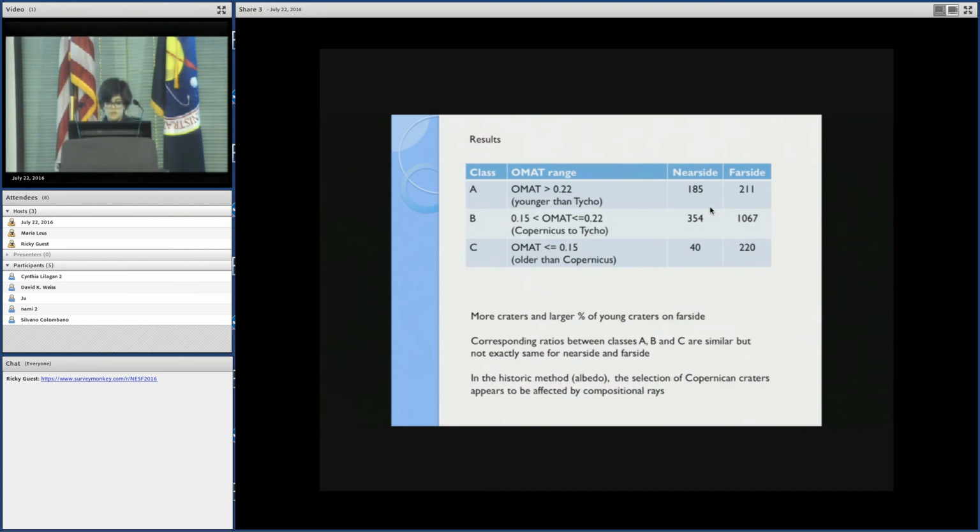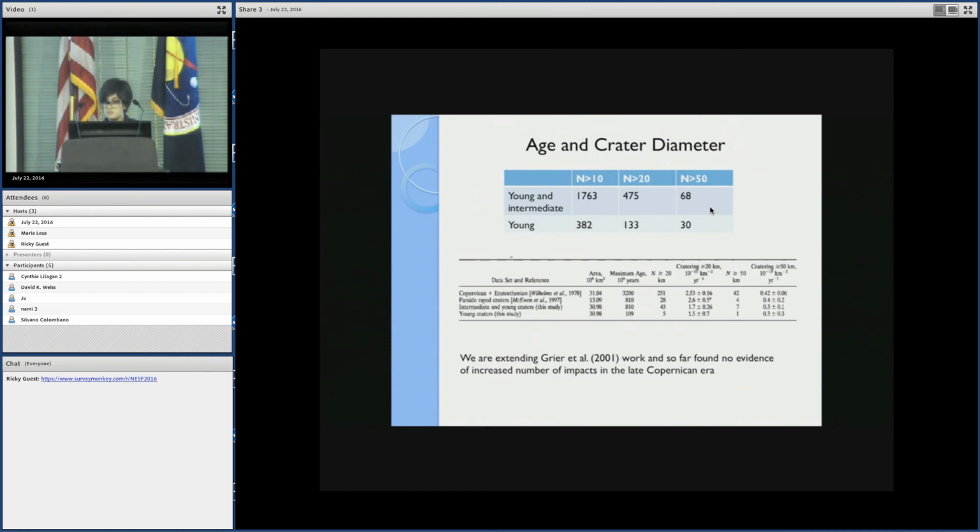We found that not only are there more craters on the far side, but there is also a larger percentage of younger craters on the far side. The corresponding ratios between classes A, B, and C are similar, but not exactly the same for near side and far side. In the previous method, the selection of Copernican craters appears to be affected by compositional rays, and that's why we think that there are more Copernican craters on the near side than on the far side.